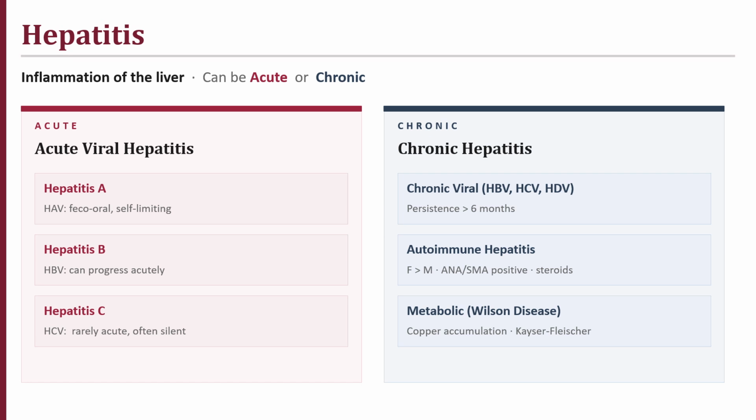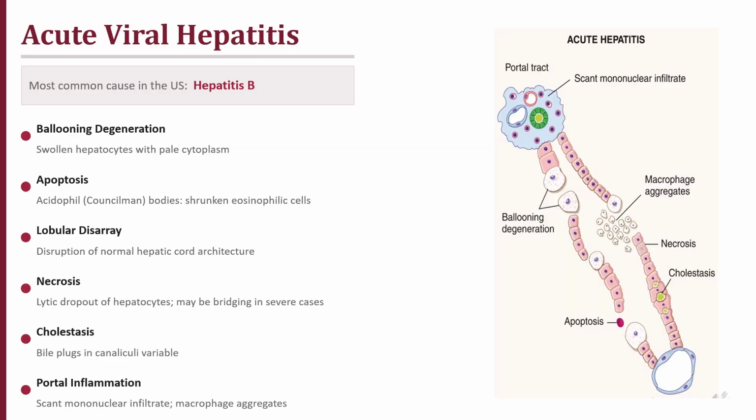So let's now discuss hepatitis. Hepatitis is the inflammation of the liver. It can be caused by an infectious process, most commonly viral hepatitis, that can be acute or chronic. It can be caused by an autoimmune process, such as autoimmune hepatitis, and metabolic liver diseases, such as Wilson disease. The most common cause of acute viral hepatitis is hepatitis B.